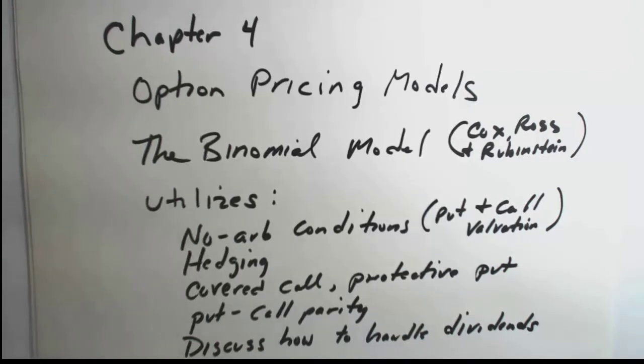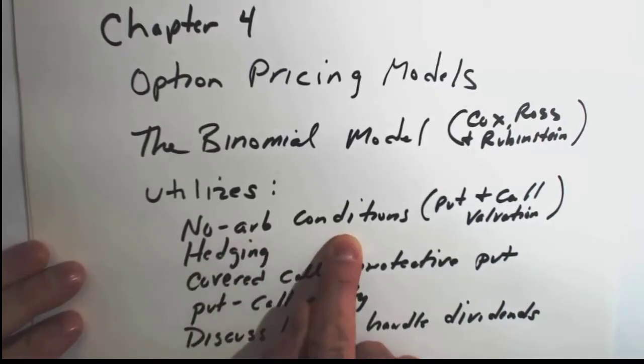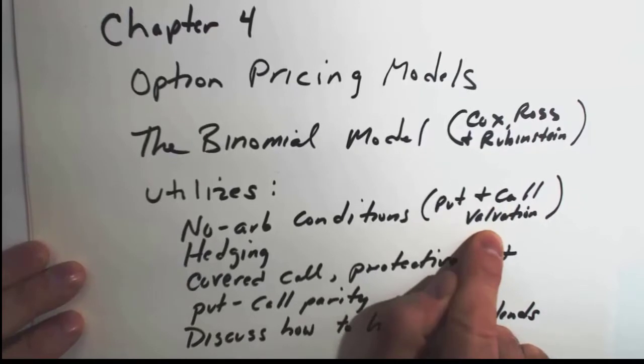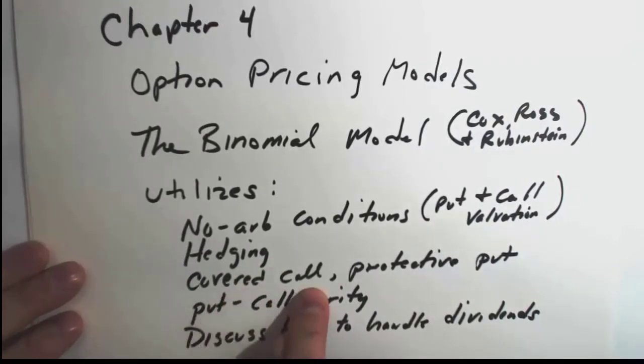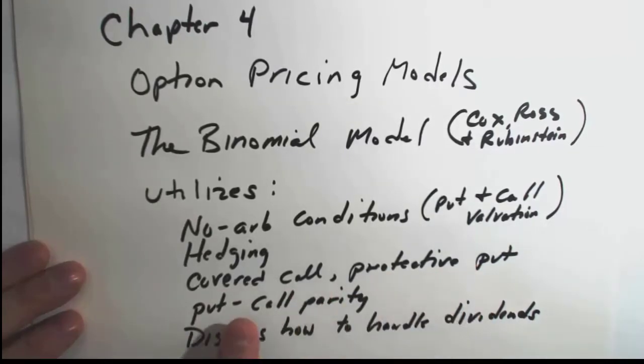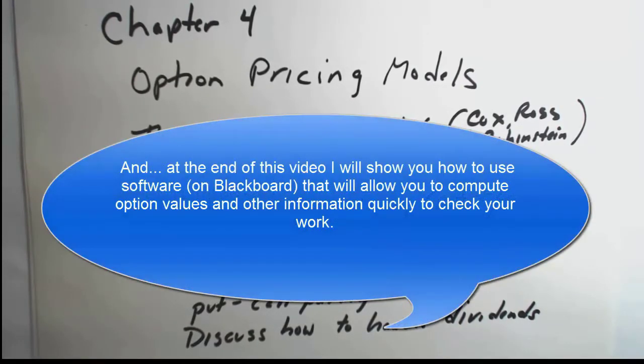This chapter is about actually pinning down the value of an option. What's really cool about it is we're going to utilize no arbitrage conditions. We're going to value puts and calls, employ hedging techniques, and use covered call and protective put ideas. We'll check our work using put-call parity, and then we'll discuss how to handle dividends. That's just the start. There are other things that will pop up throughout this video as we go further into the material.